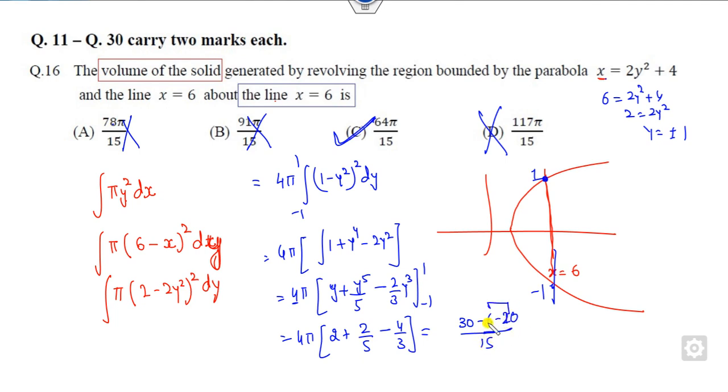So it's 26, 4 and 4 are there, this is the multiplier, and this is the answer. So this is 16, so 4π. You can see 4π, 36 into 20 is 16 divided by 15, so it's 64/15 as the answer.